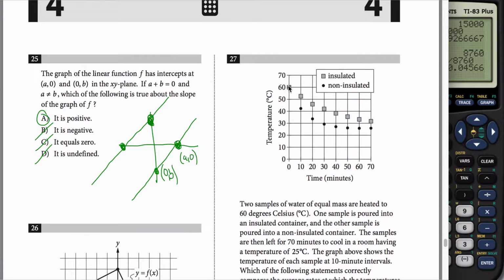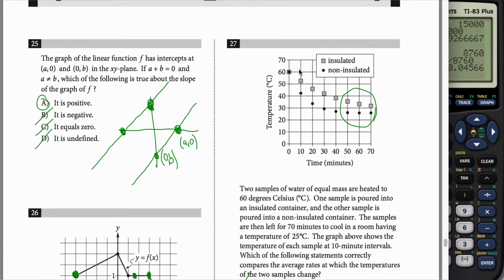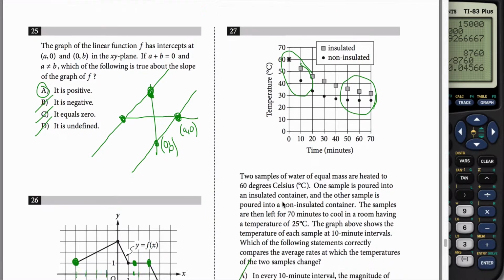It's tempting to think that's true because it starts out changing quicker. There's a lot of change going on here. But look at the end down here. Insulated is hardly changing at all because it got down to room temperature so quick. So insulated is still changing. Non-insulated is barely changing at all. So in every 10-minute interval, the magnitude of the rate of change of the insulated sample is greater. So that's not true because of the start here. I actually told you the wrong thing. At the start here, insulated changes very slowly because it's insulated. If it's insulated, that makes the temperature change less at the start here. So anyway, it's not A.